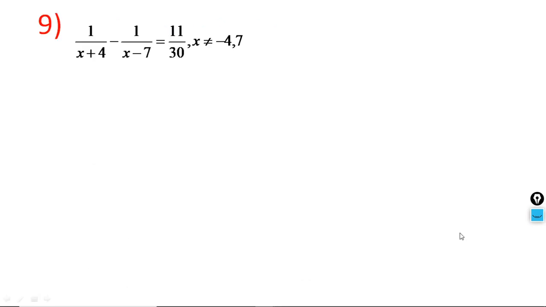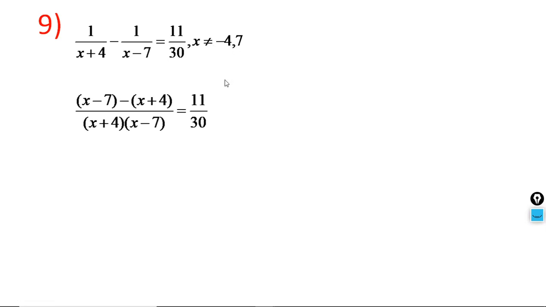Now let us try another problem. In this problem, the question is given: 1 upon x plus 4 minus 1 upon x minus 7 is equal to 11 upon 30, with x not equal to minus 4 and 7. We'll solve this by taking LCM.